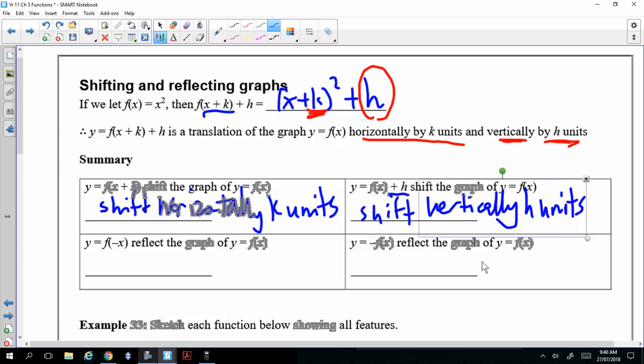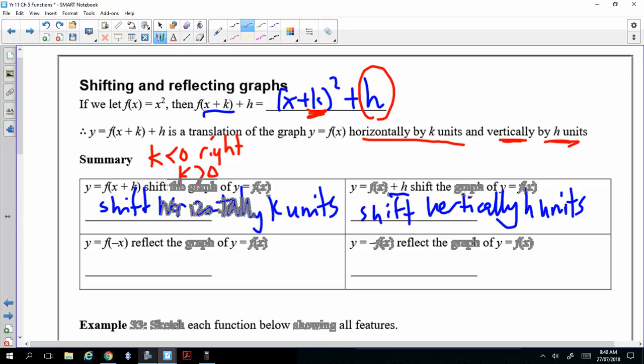Correct. So if I could write it here. K negative will be right, k positive will be left. And h positive is up, h negative is down. Very nice, good. Okay, so what else should I say?